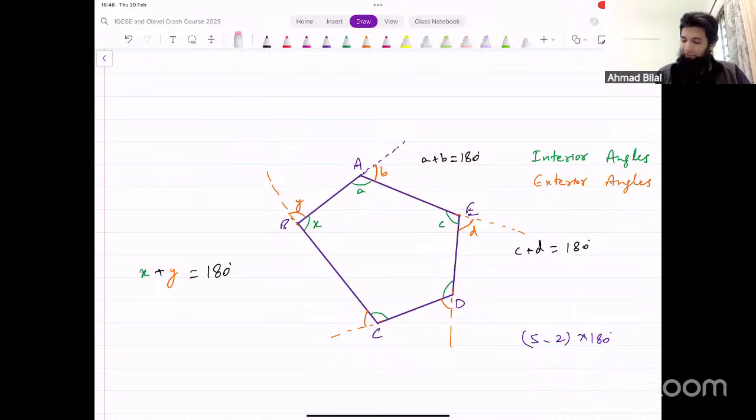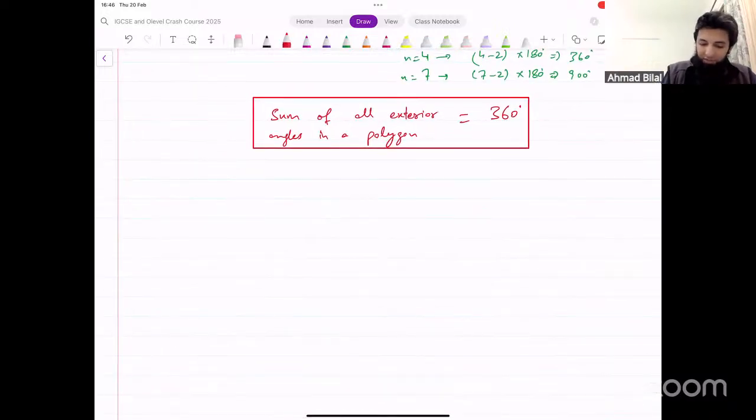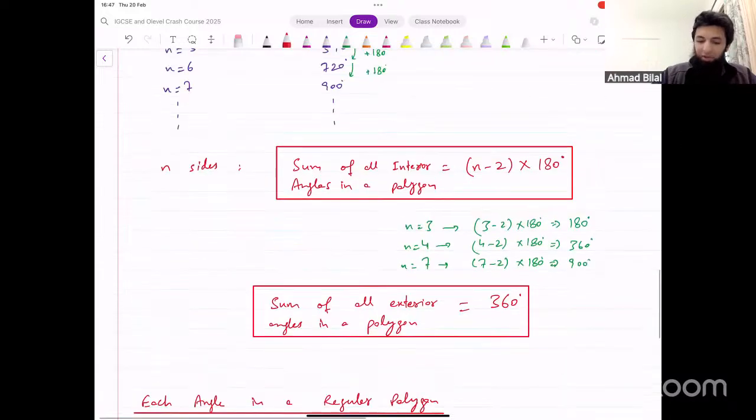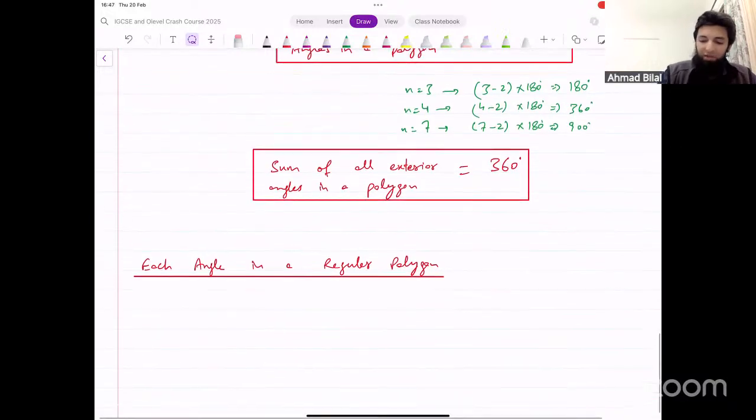However, if it was a regular polygon, what's a regular polygon? In a regular polygon, all sides are equal and all angles are equal. If it's a regular polygon, what we can also do is find each particular angle in that polygon. Let me write that here. Each angle in a regular polygon. Using these formulas that I wrote above, we can actually find each angle in a regular polygon as well.